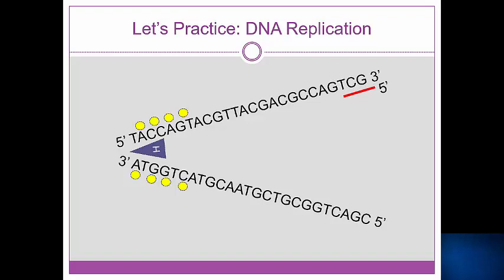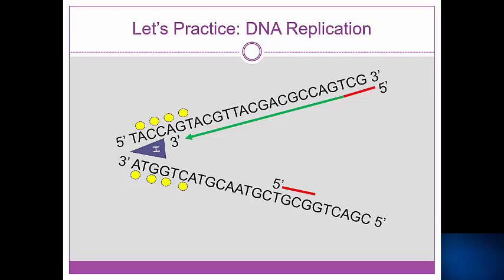Once primase has added a small RNA primer, DNA polymerase III can begin adding DNA nucleotides to the 3' end and synthesize the leading strand. On the leading strand, DNA polymerase III will follow helicase as it separates the 2 strands. The new DNA strand is shown here in green. Do you remember the name of the bonds that form the sugar phosphate backbone of the DNA molecule? That's right, phosphodiester bonds.